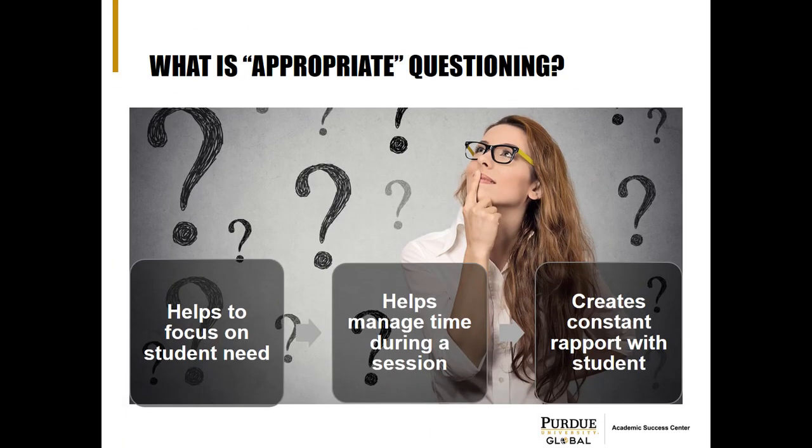Tutors ask questions not just to get a conversation started, but to identify the student's need and determine the goal for the tutoring session. Asking questions is also how tutors manage time during a session, whereas appropriate questions make efficient use of time and inappropriate questions can waste time. Questioning and listening to the responses to those questions is also how tutors establish rapport with students.